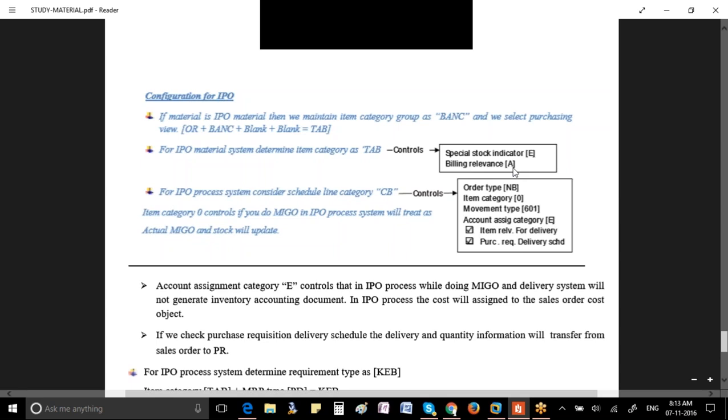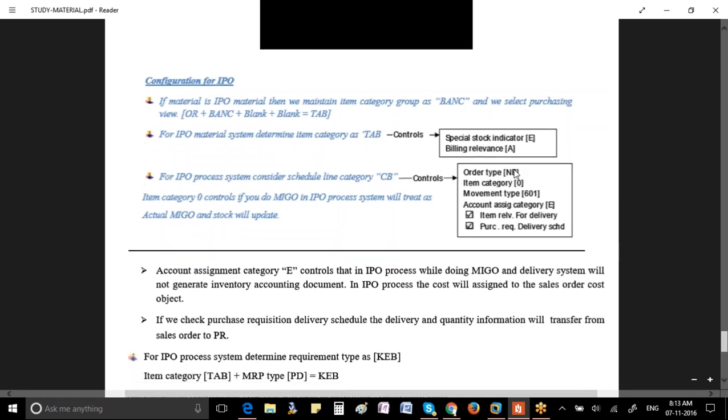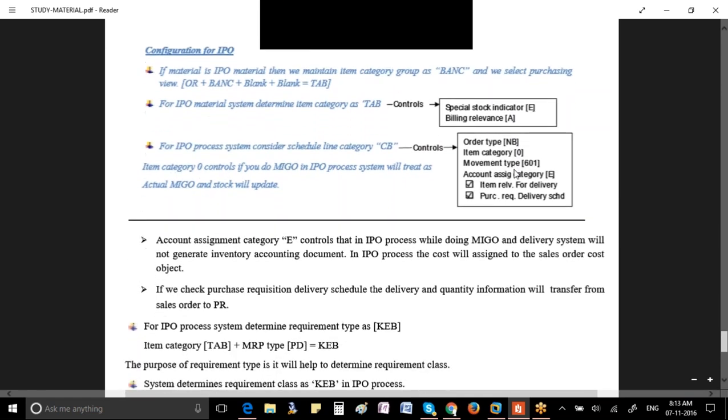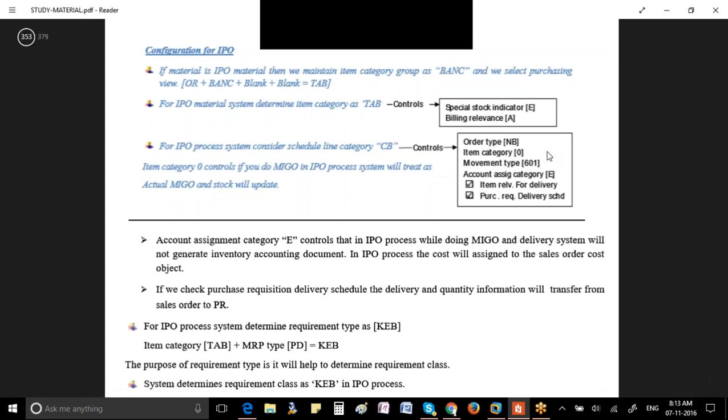It's a delivery related billing. It's not an order related billing. Okay. A third party is an order related billing. IPO is a delivery related billing. And we have schedule line CB for the IPO process and order type NB, item category 0, movement type. This is a very important thing they also ask in interviews: what is the movement type for third party? So we know it, right? For third party we don't have a movement type, but for IPO we will have movement type 601.